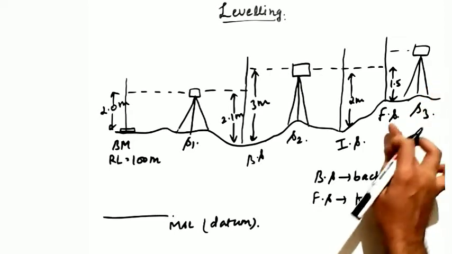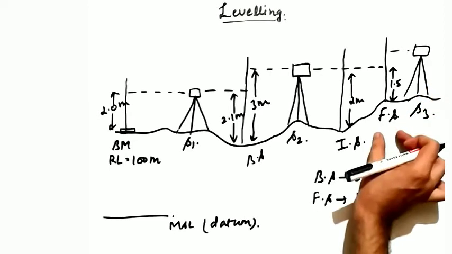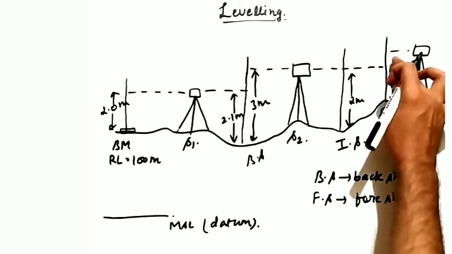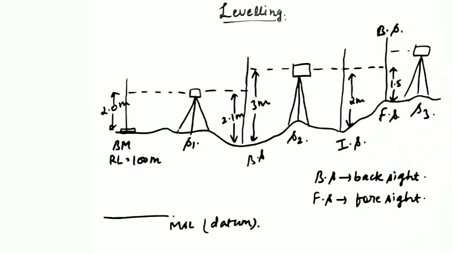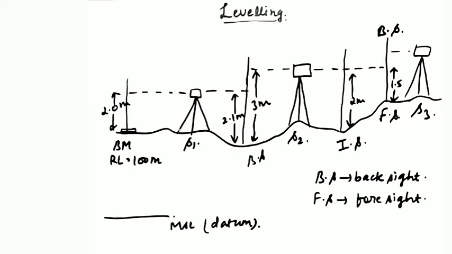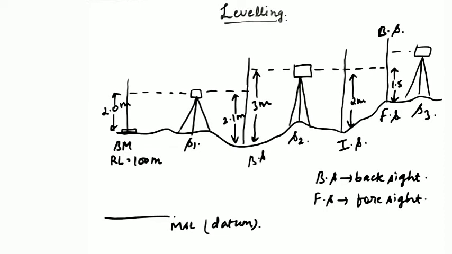Now I will take the reading again at the same point at which I took my foresight reading. So this reading for station 3 will be called the backside reading. I will again change the staff position, take another reading, which will be called the intermediate sight, take the final reading again, which will be called the foresight, again change the station, and this will continue up to the length I want to do my surveying. So this happens in leveling.